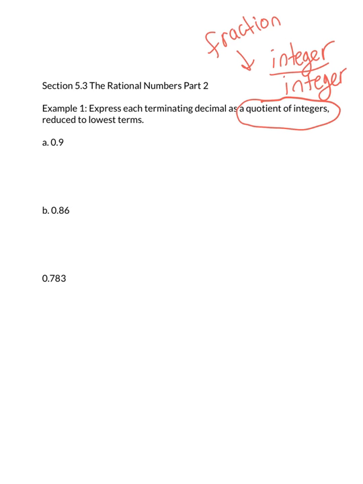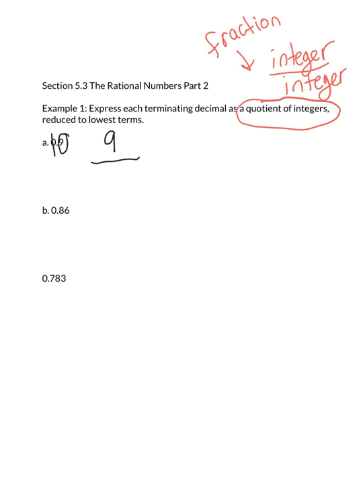These are terminating decimals because they all end. We have 0.9 as A, B is 0.86, C we got 0.783. And there's a pattern for rewriting these terminating decimals as a fraction. You're going to ignore the 0 in the whole number spot and just focus on whatever digit or digits are in the decimal portion. In this case, it's the 9. And that's going to be the numerator of your fraction to begin.